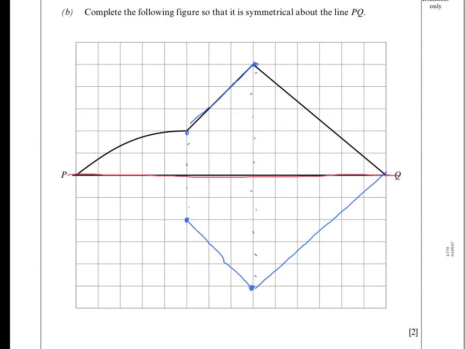Then for the curved line, we need to try and get it as close as possible to exactly what the other one looks like and curve it round. Sometimes it helps to turn your page, so turn the whole exam paper so the line of symmetry is going straight up and down. Sometimes that can make it a little bit easier to draw.